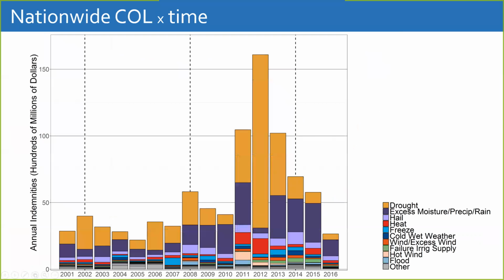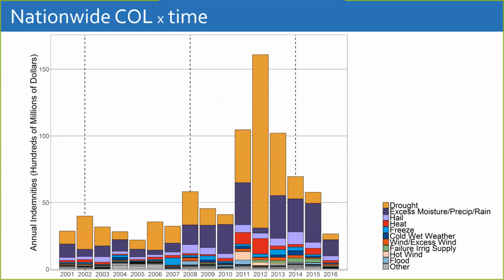And so now that we've looked at aggregated indemnities from 2001 to 2016 over different spatial scales, national, regional, and county, we can also look at how causes of loss have changed over time. So this next figure shows annual indemnities summed over the whole country in hundreds of millions of dollars over time. And the relative proportion of annual indemnities by the top 10 causes of loss are shown by the fill colors in each bar. And the dotted lines show when the Farm Bill was passed by Congress.